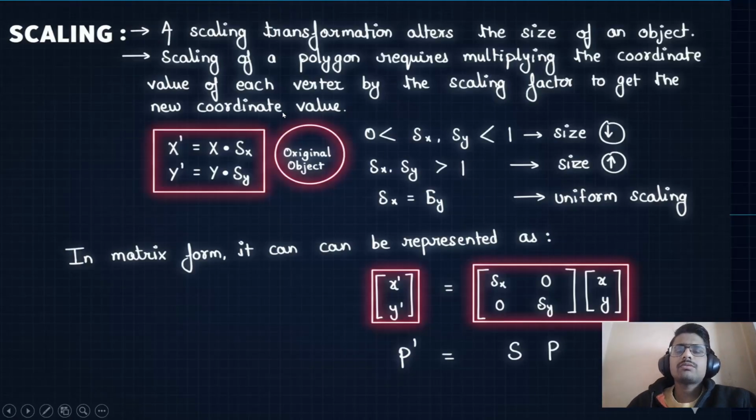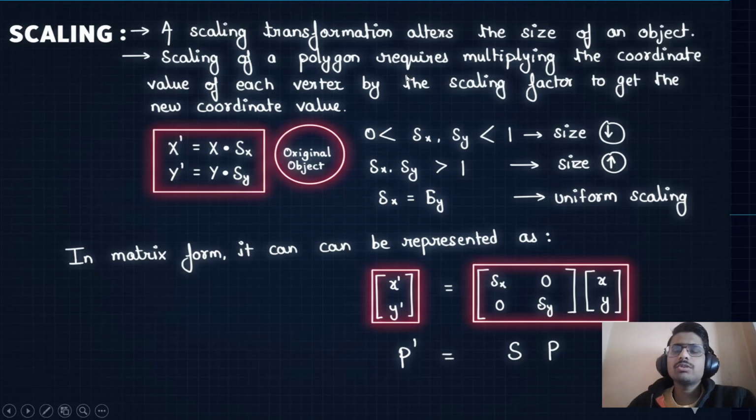Third is scaling transformation. A scaling transformation alters the size of an object. Scaling of a polygon requires multiplying the coordinate value of each vertex by the scaling factor to get the new coordinate value. So the meaning of the definition is that scaling transformation changes the size of an object. When you perform scaling, there is a change in the size of an object.